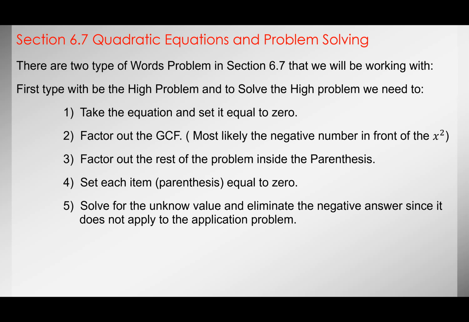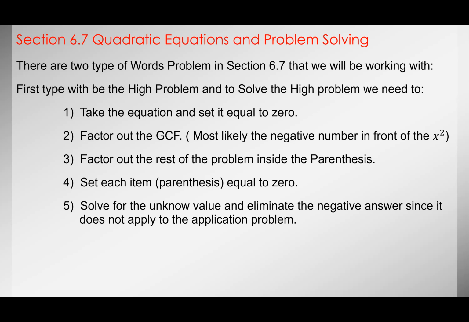Okay. And then after you factor, all you need to do is set each factor equal to 0 and solve for the unknown. When we get there, you will see why we need to eliminate the negative number and keep the positive number. But that's the idea. That's the step: we set it equal to 0, we factor out, and then we solve. So that's your height problem.